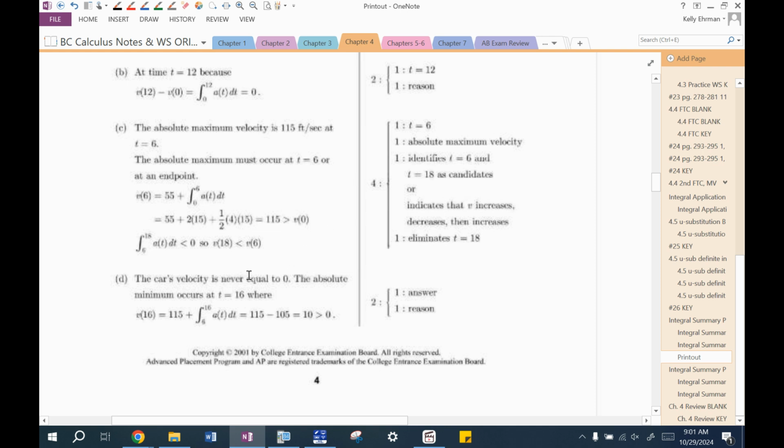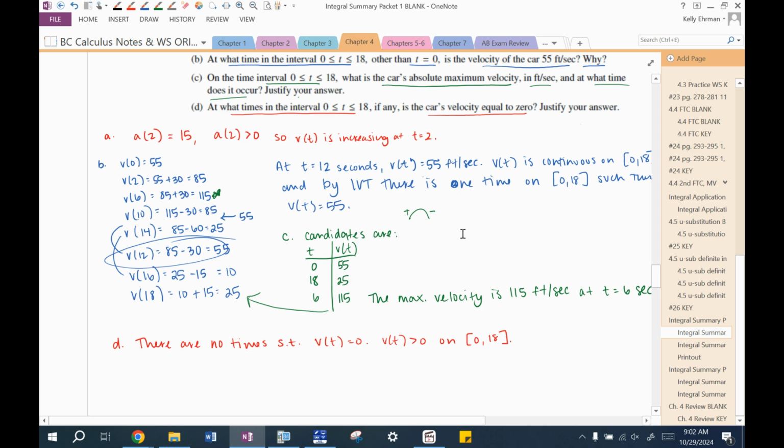Okay. Part D, velocity is never equal to 0. The absolute minimum is at 16, which is greater than 0. So they showed their work differently than me. But again, it just says answer with reason. So I think if your reason is mathematically correct, then you're okay. So I think we would get full points for this, even though I have some slightly different verbiage on mine.